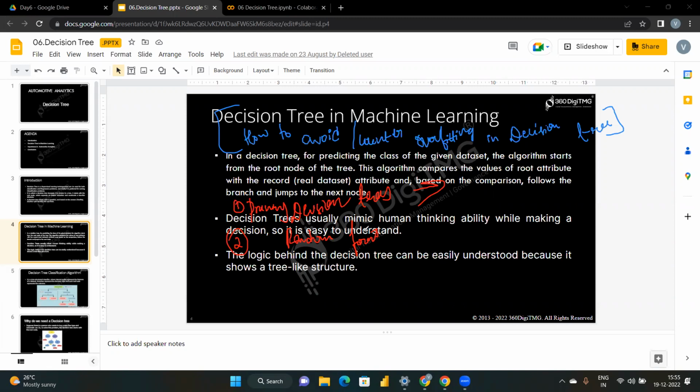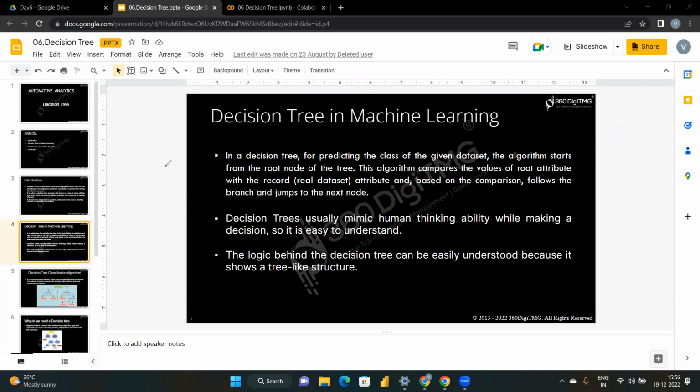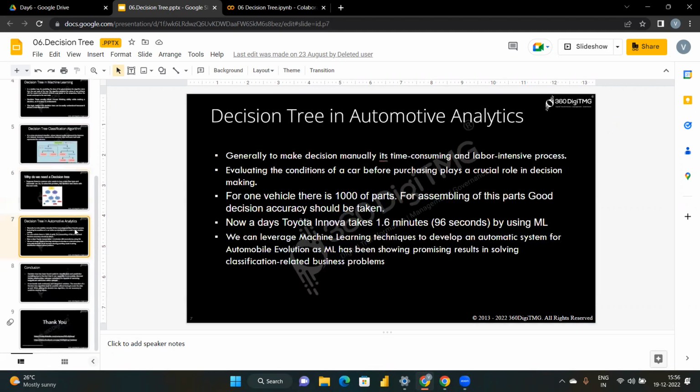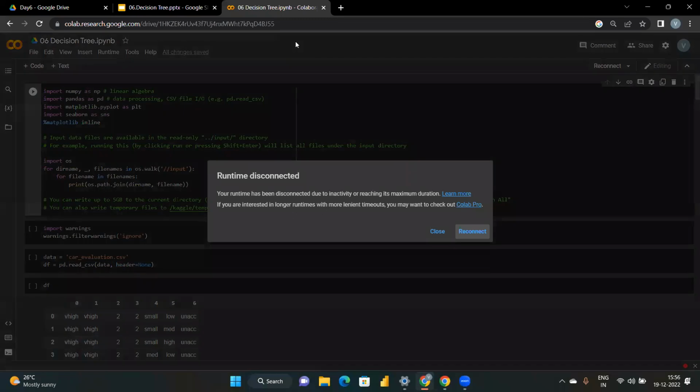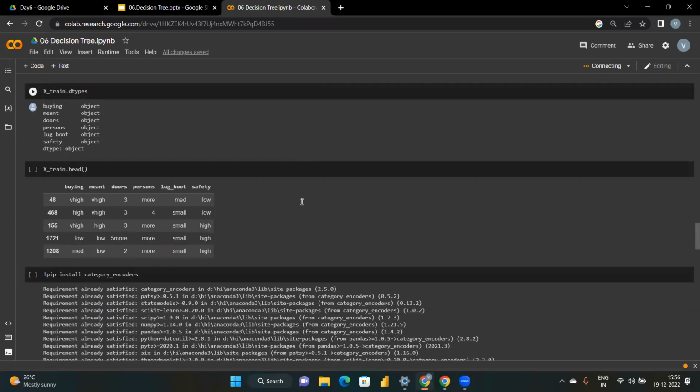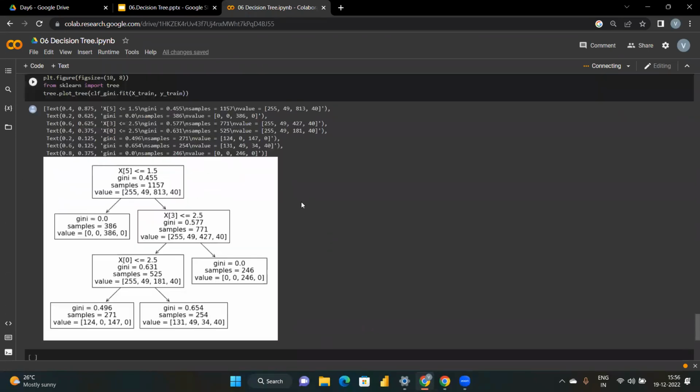Okay, so how is this decision tree going to work in scikit-learn? The data we have is supermarket data which was downloaded for free. Using these basic libraries, we'll see how this decision tree works. So guys, we have seen the decision tree. In tomorrow's session, we'll be seeing the decision tree classification algorithm, why we need decision trees, and decision trees in automotive analytics. We'll also see the code I have used, and how this decision tree will be useful in automotive analytics.